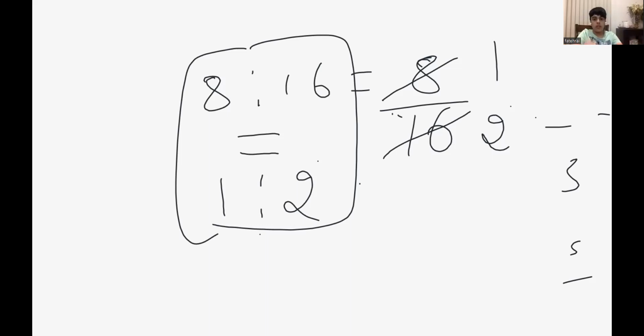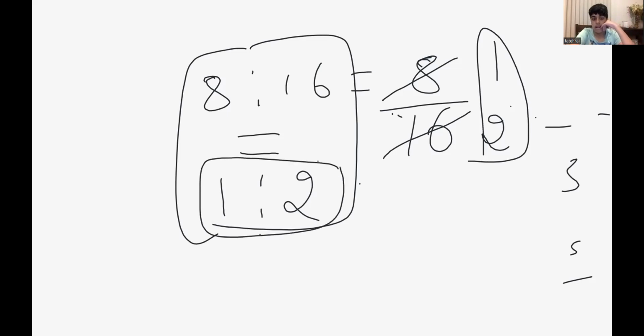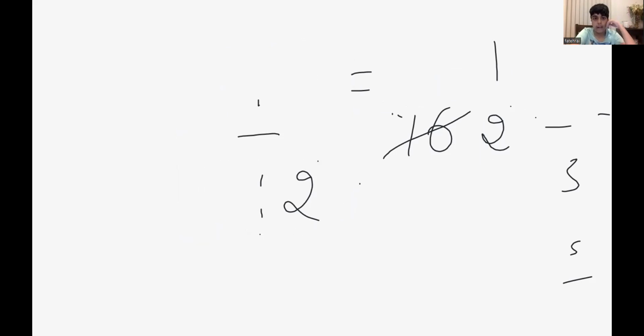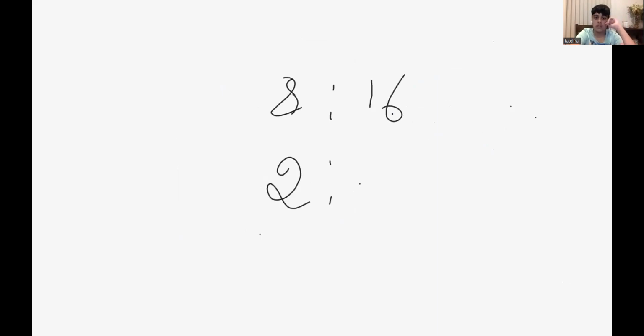Okay, then. I just wrote that down. So whenever someone is asking you about the equivalent ratio, just solve that ratio up. If both of them are giving you the same simplified version... let's suppose I say 8:16 and 2:4, whether these two are equivalent ratios or not.